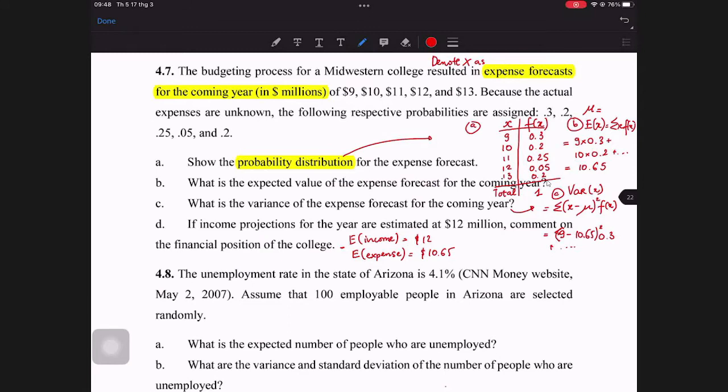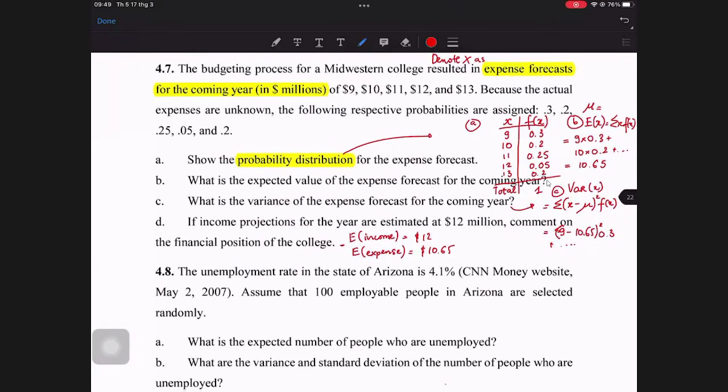So I must say that the financial position of this college is quite good, because what you earn is higher than what you have to spend. But of course, this is just a projection, not the actual value. But from the projection here, the financial position of the college is quite good. Okay. So this should be the answer for these questions.